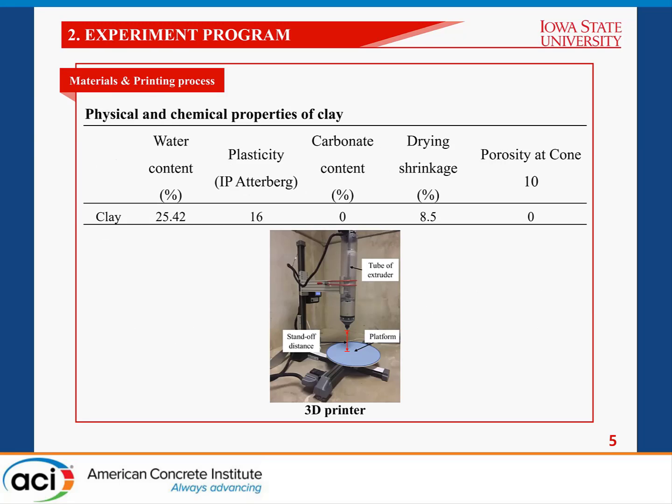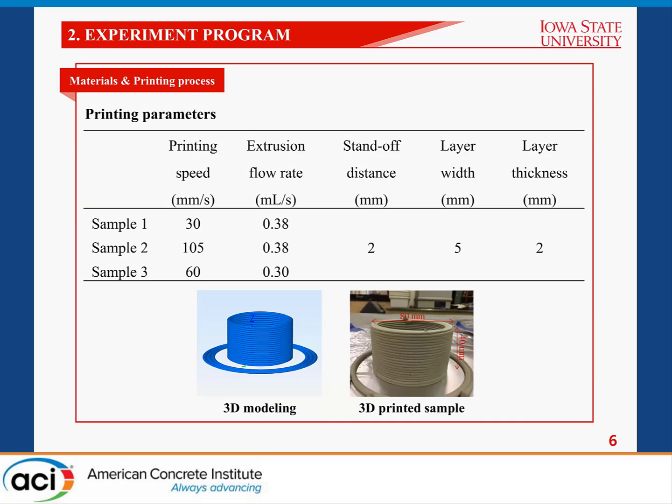In this study, we used commercial clay to print a cylindrical object. We placed the clay in the extruder tube and assembled it with the piston-type stepper motor. Then the clay is extruded from the nozzle. We prepared 3 samples with different printing parameters. There are many printing parameters which significantly affect the printing qualities. In this study, we considered printing speed and extrusion flow rate as the main factors. So standoff distance, layer width, and layer thickness were fixed, and we only changed the printing speed and extrusion flow rate.